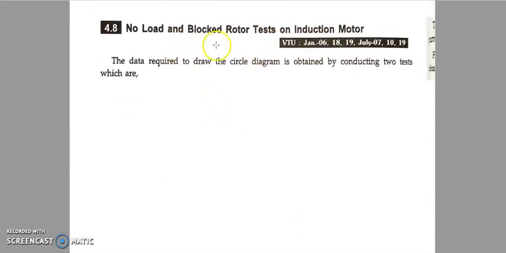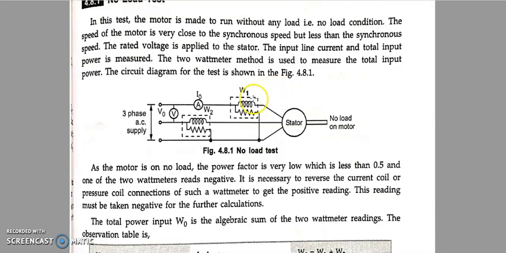Now coming to the no load and block rotor test on induction motor. Now let us see how to conduct no load as well as block rotor test in induction motor. So here we have set up the no load condition. It's basically a 3-phase induction motor, and again make sure there is no load connected to this. You can see I have connected the 2 wattmeter method to measure the no load readings. V0 and I0 meters are also there to measure the no load voltage as well as no load current.